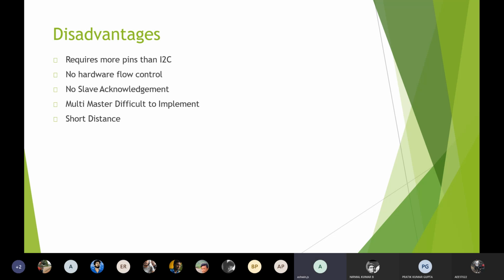So one is the hardware. There is no hardware flow control, and the slave doesn't do any acknowledgement. And multi-master is difficult to implement. Why? Because in some devices, many masters can be active, like in CAN bus, where a node will act as a master and also as a slave. But here, only one master, the other will be a slave. Okay, so that is a disadvantage, and this is used for short distances only. Similarly, it requires more pins when compared to I2C. Okay, so these are the disadvantages of the serial peripheral interface.